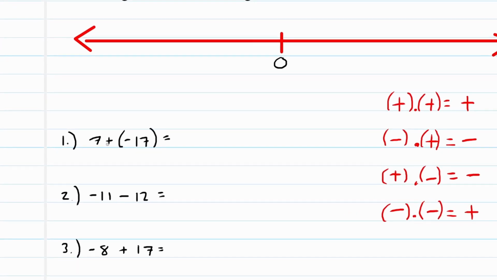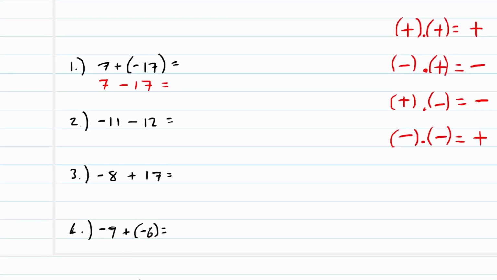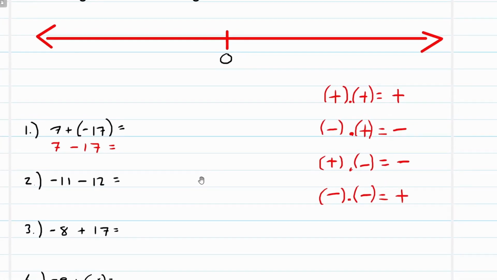So 7 plus a negative 17 can be written as follows. It can be written as 7, and now a plus times a negative becomes a negative. The same over here at number 4. We can write this as negative 9 minus 6 because the plus times a negative is a negative. So keep that in mind. Okay, let's do a few examples.